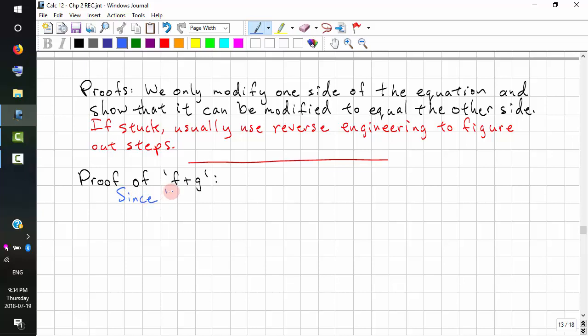Since f and g are continuous, we know the limit as x approaches a of f of x equals f of a. Similarly, limit x approaches a, g of x equals g of a.